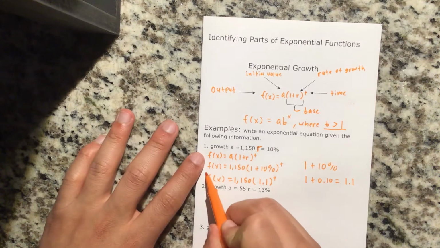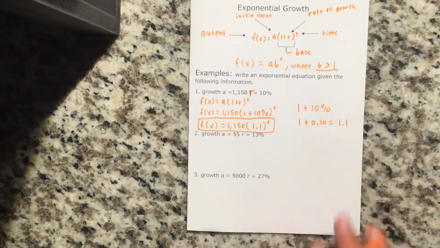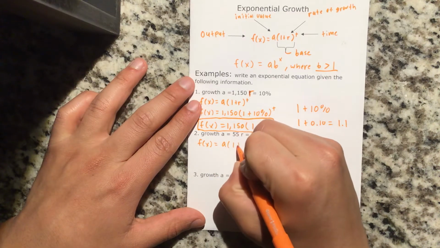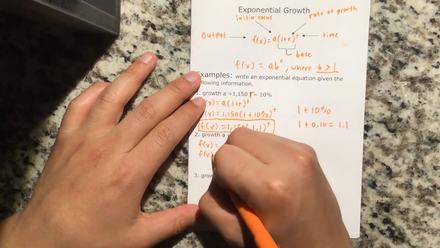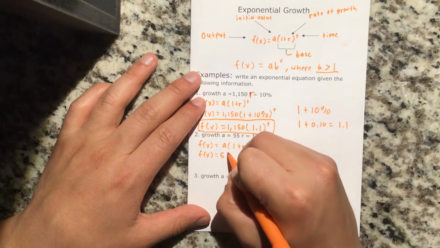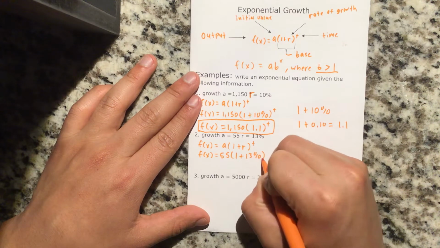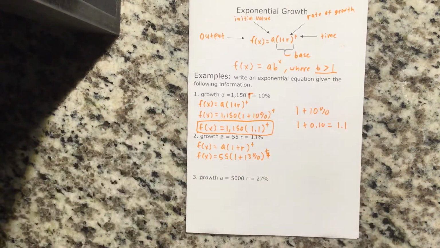Now let's slide over to the next one. So there's number 1. Okay? Number 2. So number 2, my a is 55. My rate is 13%, okay? So same thing, let's set it up. So I have f of x equals a times 1 plus r to the t, okay? And we're gonna plug in what we have. So f of x equals a, which I have, so 55, times 1 plus r, which is 13%, to the t power, okay? I did not put that little line there, that was an accident, my bad. To the t power, okay? And then, of course, we simplify over here on the side.